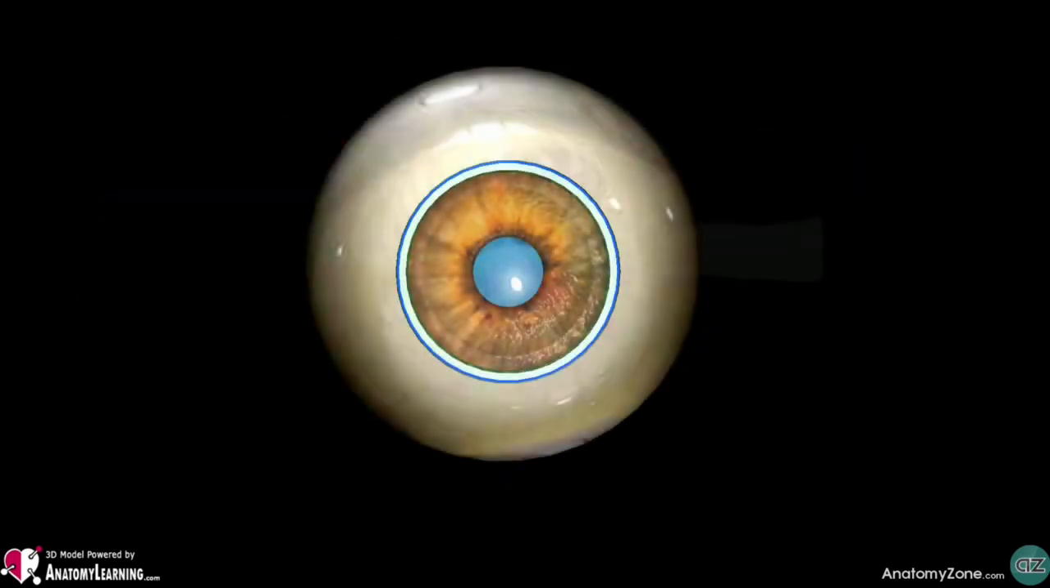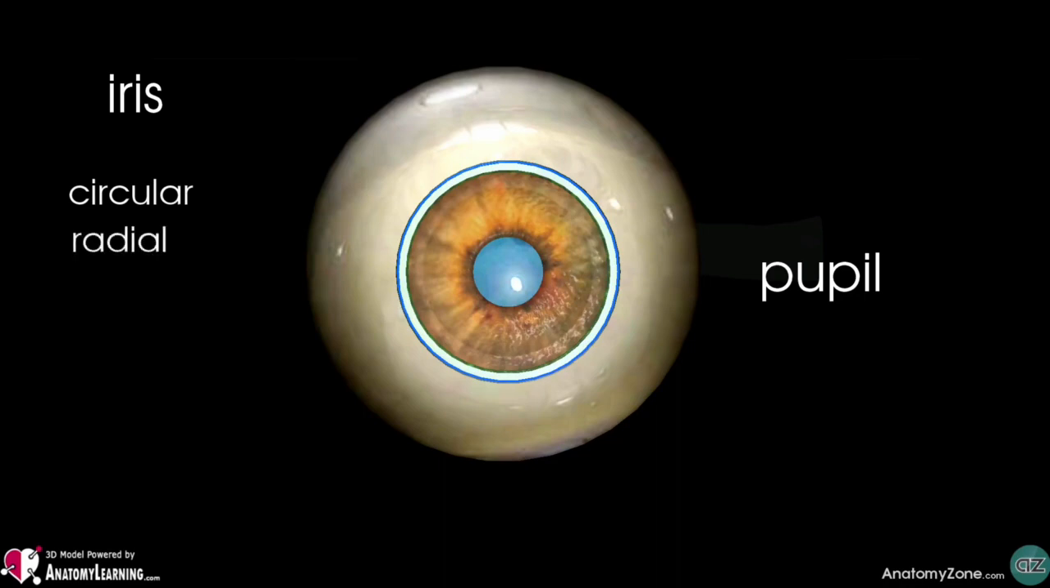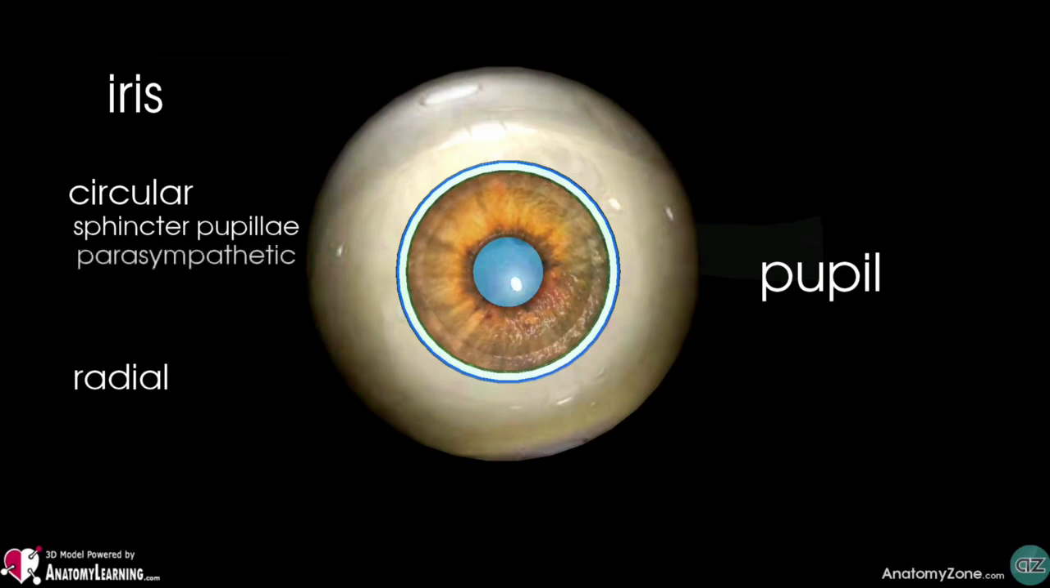The final structure of the vascular layer is the iris. This is a circular structure with an aperture in the center called the pupil. The iris is the component of the eye which gives you your eye color. It has two arrangements of fibers which control the size of the pupil: circular fibers and radial fibers. The circular fibers make up the sphincter pupillae muscle, which is innervated by the parasympathetic nervous system.